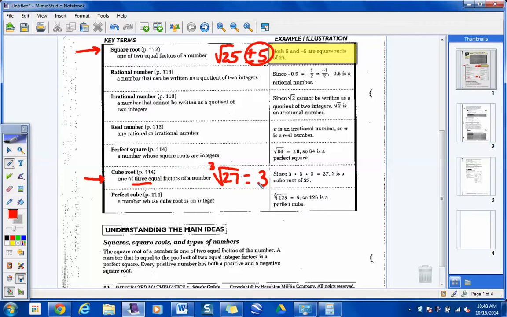Because if you go negative 3 times negative 3 times negative 3, what's a negative times negative to begin with? Times that third negative would go back to a negative. Would that work for us? We were looking for the cube root of positive 27. So a cube root has only one answer.